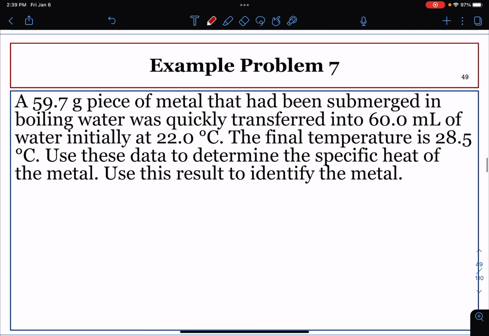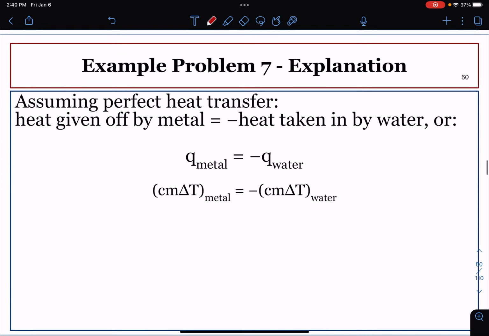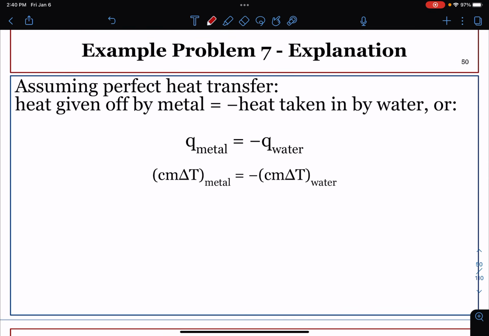Here's problem 7. A 59.7 gram piece of metal that had been submerged in boiling water was quickly transferred into 60 milliliters of water initially at 22 degrees Celsius. The final temperature is 28.5 degrees Celsius. Use these data to determine the specific heat of the metal. Use this result to identify the metal. This problem is a little bit different than before, though we're still going to have Q of metal equal and opposite to Q of water.